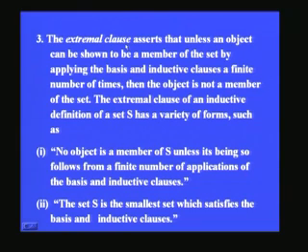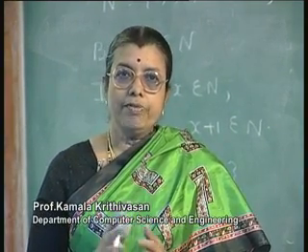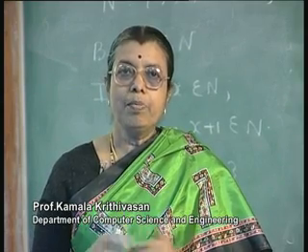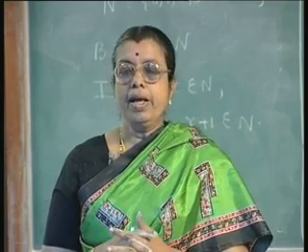Okay. The third part of the definition is known as the extremal class. The extremal class asserts that unless an object can be shown to be a member of the set by applying the basis and the inductive classes a finite number of times, then the object is not a member of the set. That is, all the elements of the set you must be able to get from the basis class, and making use of the operation defined in the induction class build more and more elements. All elements should be got that way and no other element will be got.